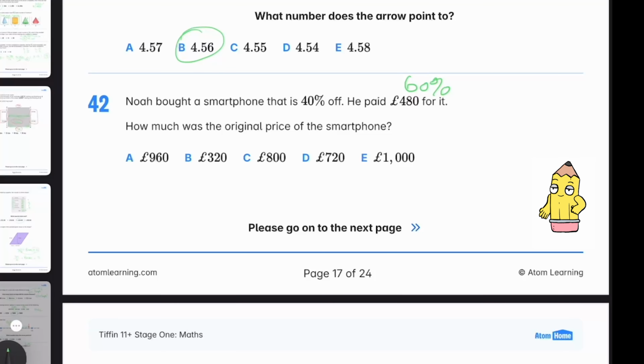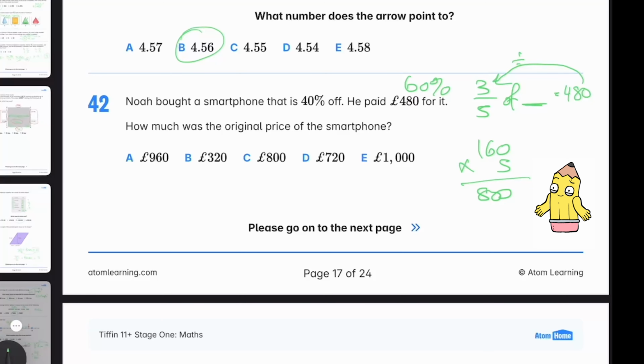And we know that is seen as 3/5. So we're looking for 3/5 of something equaling 480. We can find the original price by first finding 1/5 of the price and then multiplying it by 5. So instantly we do 480 divided by 3. And that gives us 160 before timesing that by 5, which gives us 800. So the original price is £800.